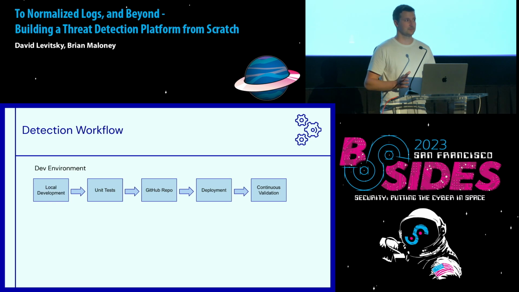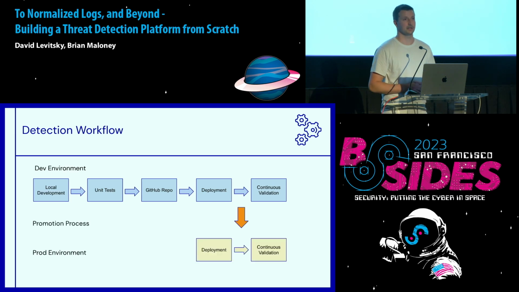So if all of these steps pass, the noise level is acceptable, and continuous validation is good, we will simply do a promotion process and deploy it in our production environment, where we still get continuous validation consistently.